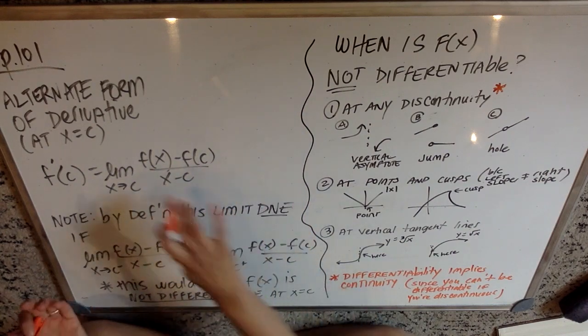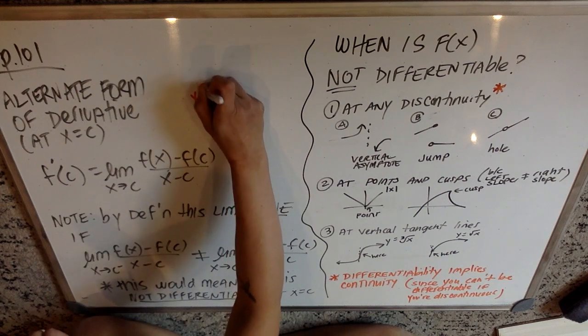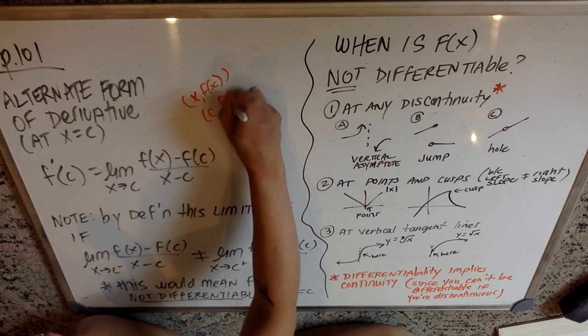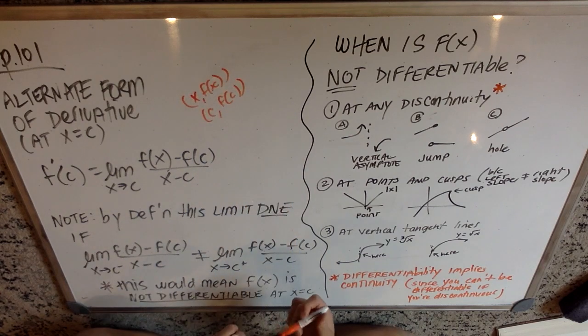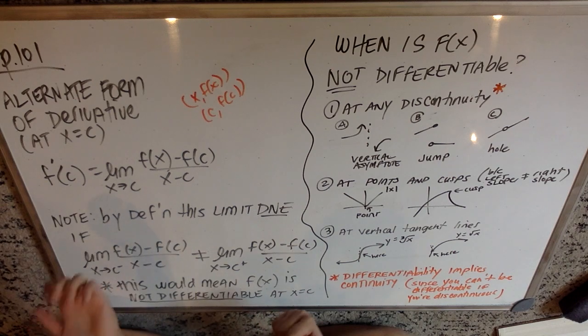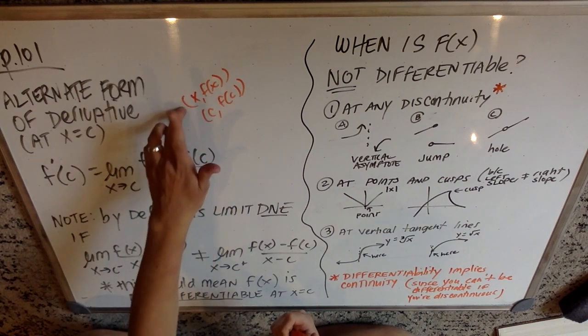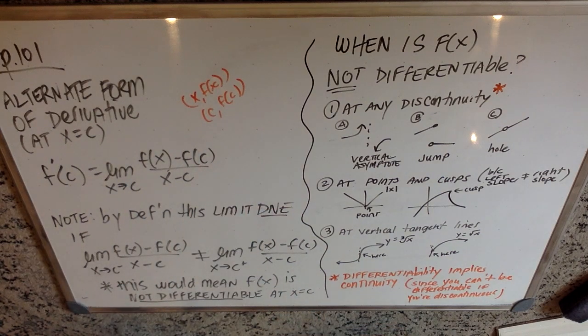Well, I have 2 points. I have x comma f of x, right? And I have c comma f of c, right? If I want the tangent slope, I need those points to be really close together. So one way to write that is to write as x approaches c, like as x gets so infinitely close to c that it's basically c. So that's what this says.